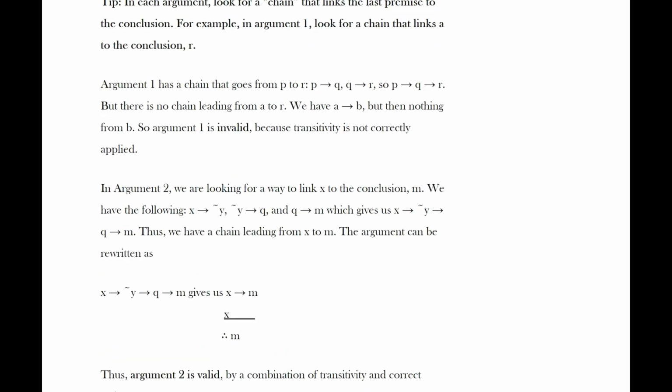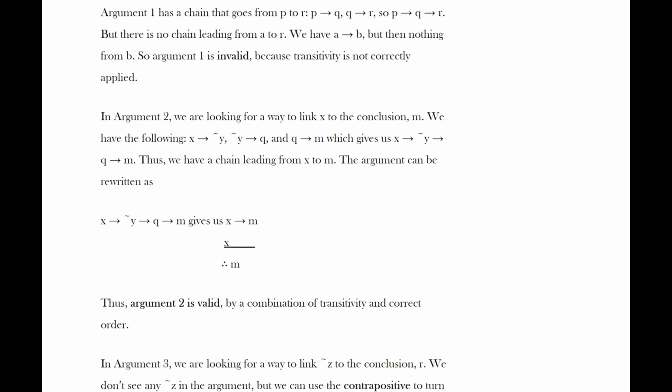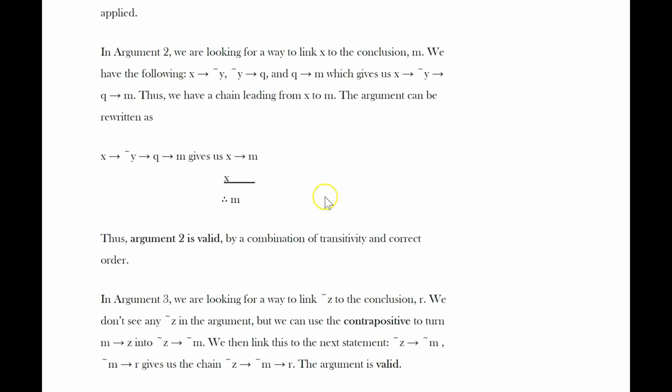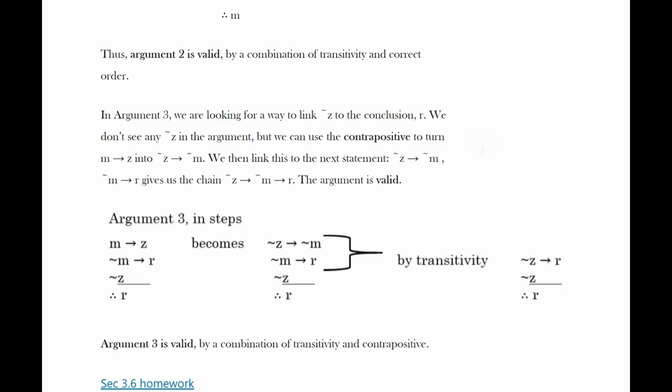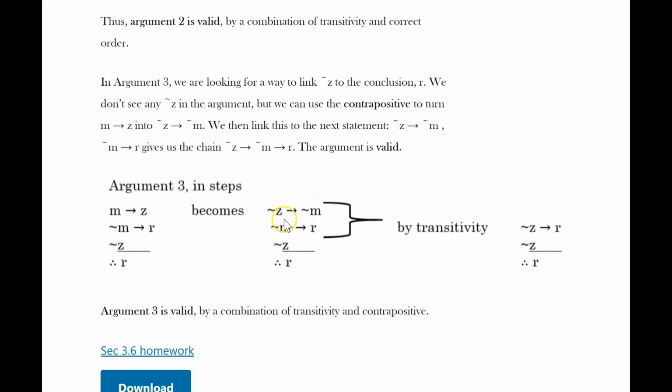So argument 1 is not valid. Argument 2 is valid, and I wrote down the chain in my notes that it gave us. And then argument 3, we had to rewrite. And if you look at it, yeah, it works because when we rewrite it, we have this chain from not Z to R. Not Z happens, therefore R. So it's a valid argument.